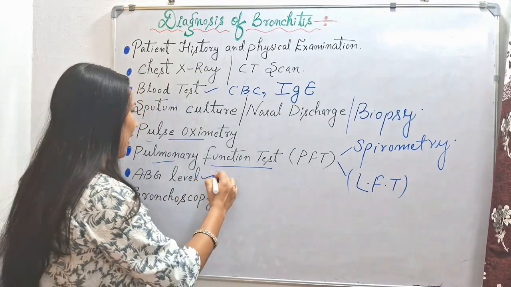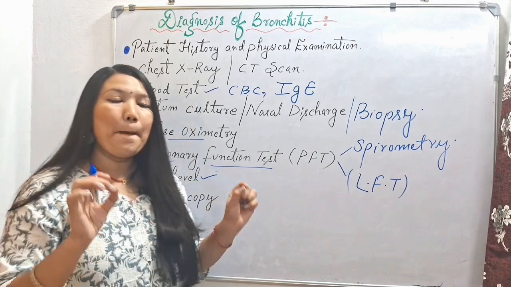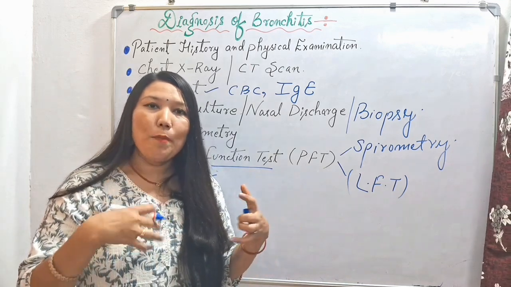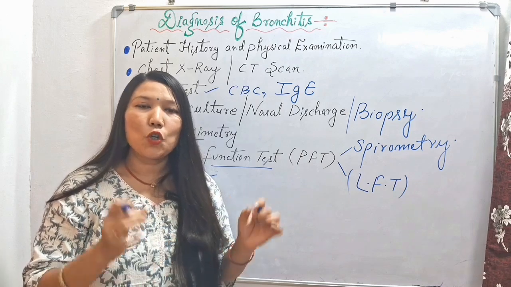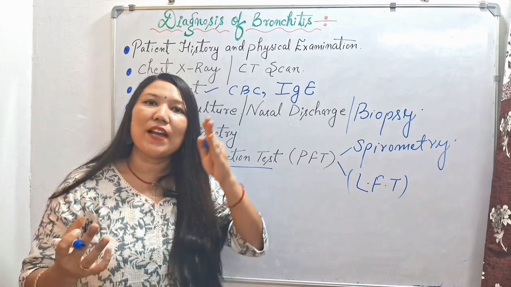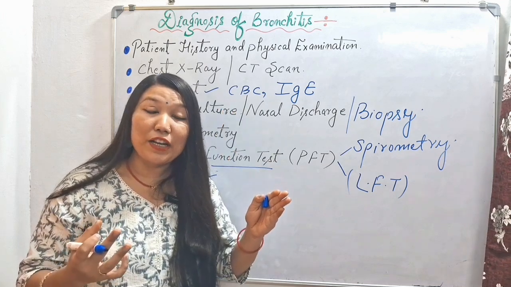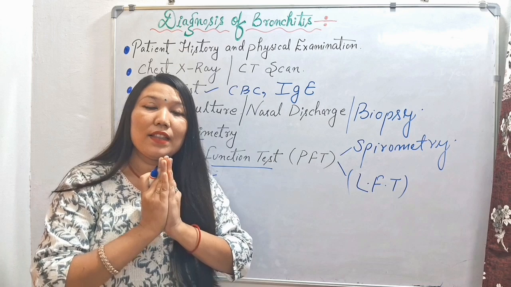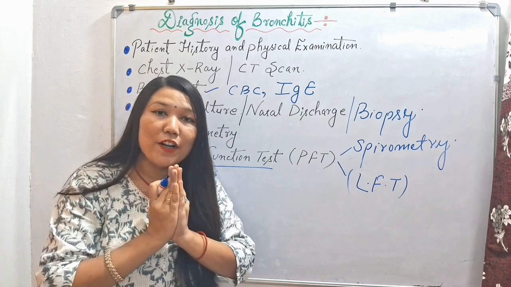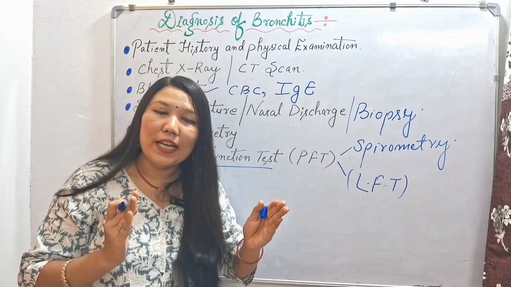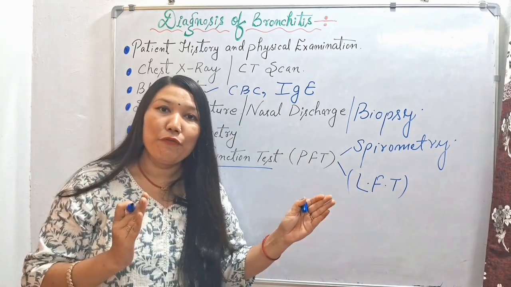Next we have ABG level. It is called arterial blood gas level, in which we check the pH of the blood. The normal range of pH is 7.35 to 7.45. If the pH level is low, it means the patient is suffering from a hypoxemia condition. There is more carbon dioxide in the blood of the patient. That's why the patient's pH level is lower than 7.35 to 7.45.